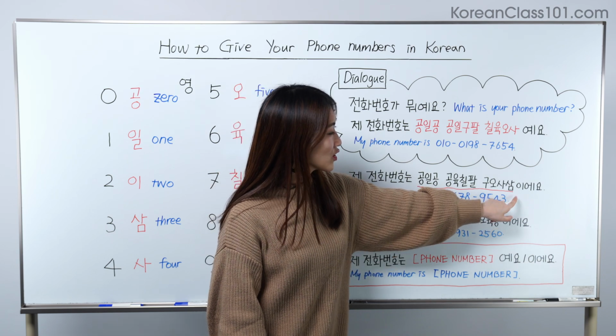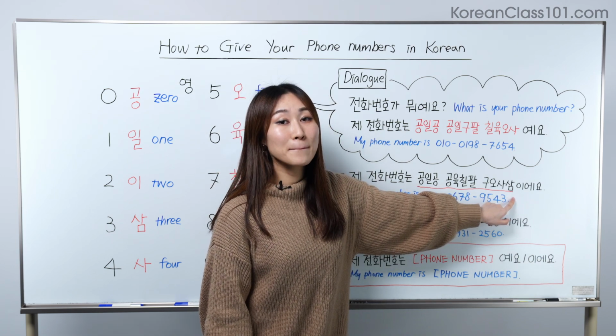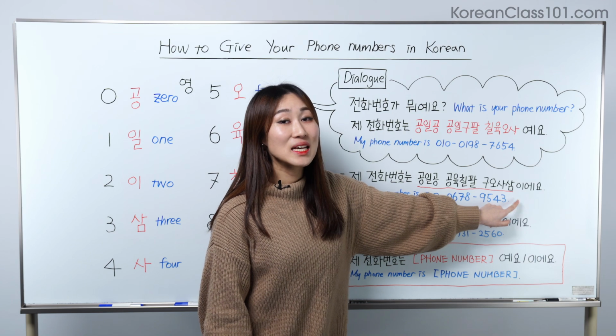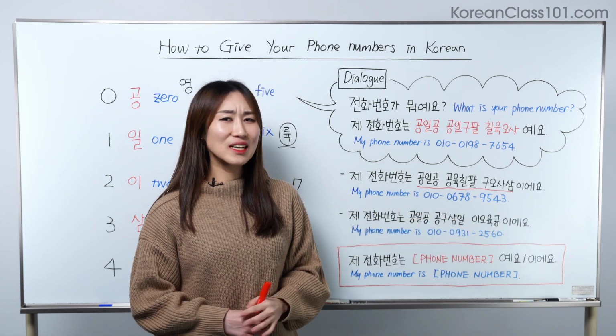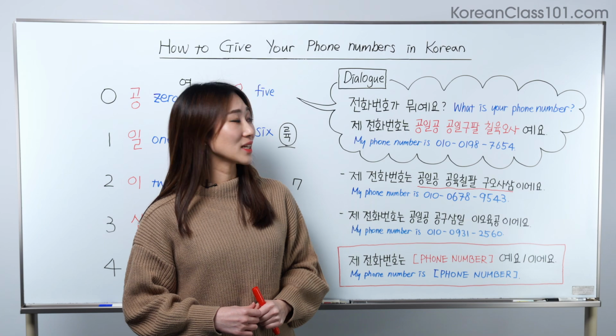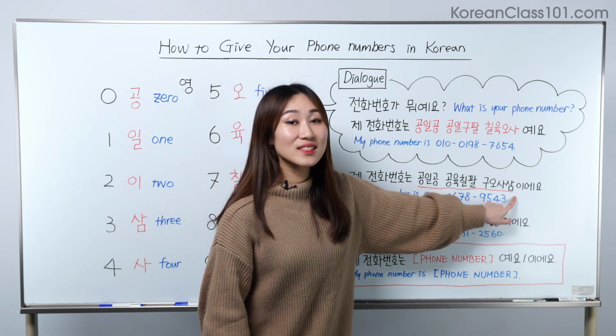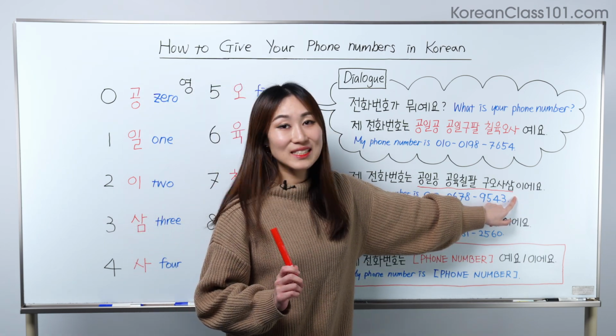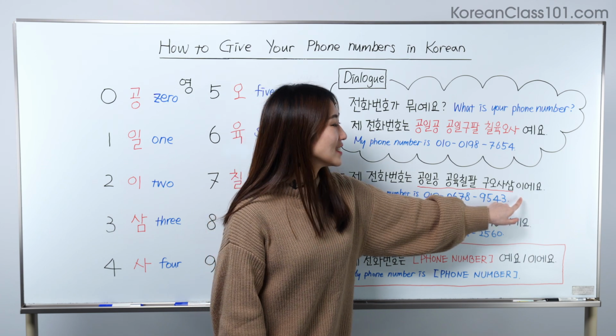But let's look at this number. 9543. It ended with a consonant. It kind of ended with M, right? 삼. So since the last syllable ended with a consonant, we are using 이에요.